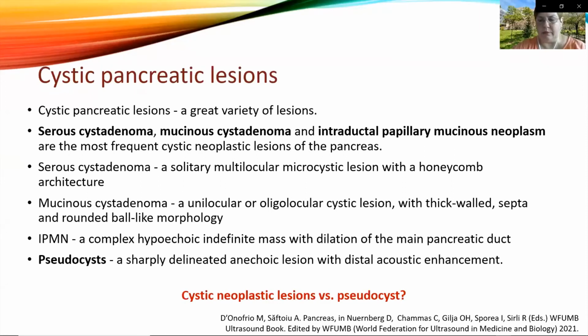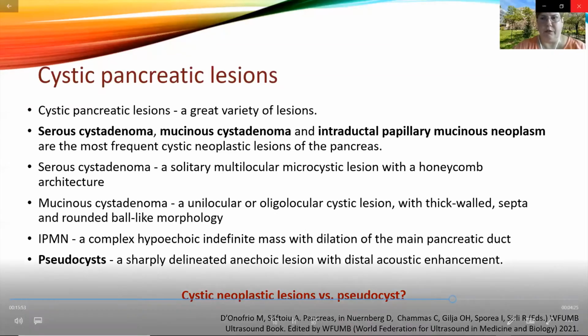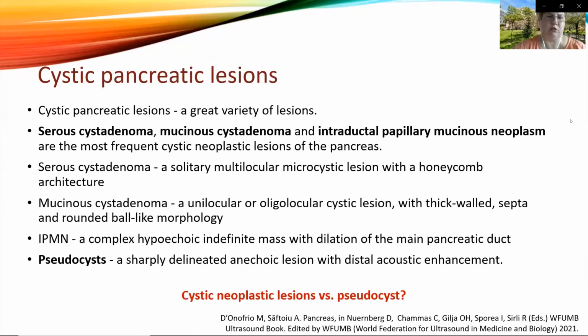Another possibility is that in clinical practice, you are going to find a cystic lesion in the pancreas. There is a great variety of cystic pancreatic lesions, starting with cystic pancreatic neoplasms, like serous adenoma, mucinous adenoma, or intraductal papillary mucinous neoplasm. These are the most frequent cystic neoplastic lesions of the pancreas. On the other hand, you can have also pseudocysts, which are lesions that appear after acute pancreatitis. They are usually sharply delineated anechoic lesions, but sometimes they have distal acoustic enhancement, and they can have also walls inside and areas that are echoic inside the structure.